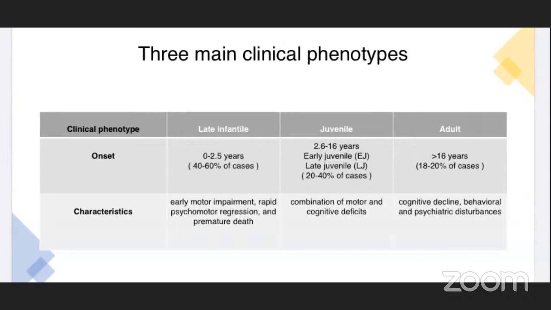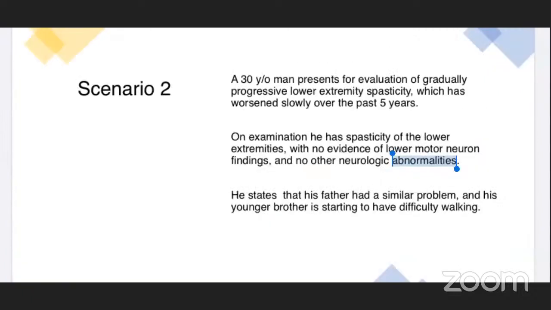Okay. So we have another scenario here. We have a 30-year-old man presenting for evaluation of gradually progressive lower extremity spasticity, which has worsened slowly over the past 5 years. On examination, he has spasticity of the lower extremities with no evidence of lower motor neuron findings and no other neurological abnormalities. He states that he has a family history. His father had the same condition, and his younger brother now is starting to have difficulty walking.